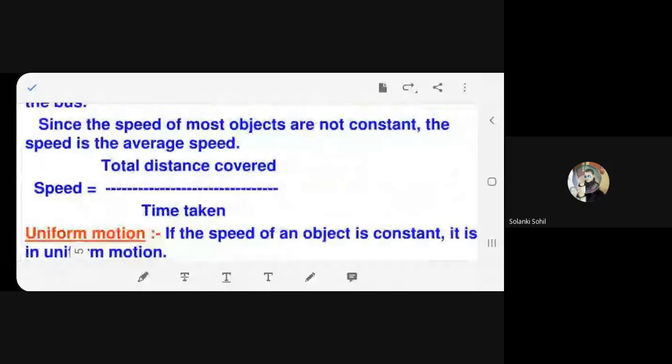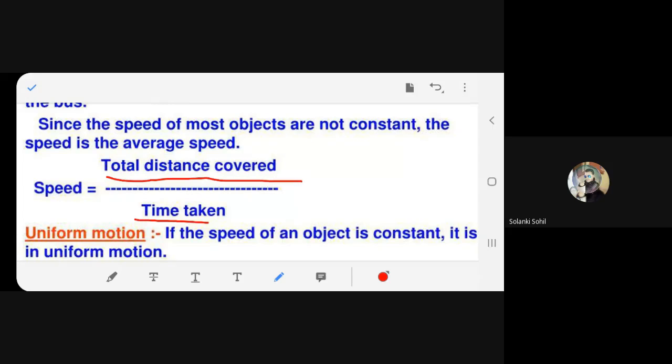So speed generally is not constant. I told you why. Sometimes it is more, sometimes it is less, sometimes it's zero because it's stopping for a while. So what we take is total distance covered upon total time. That will be the speed.